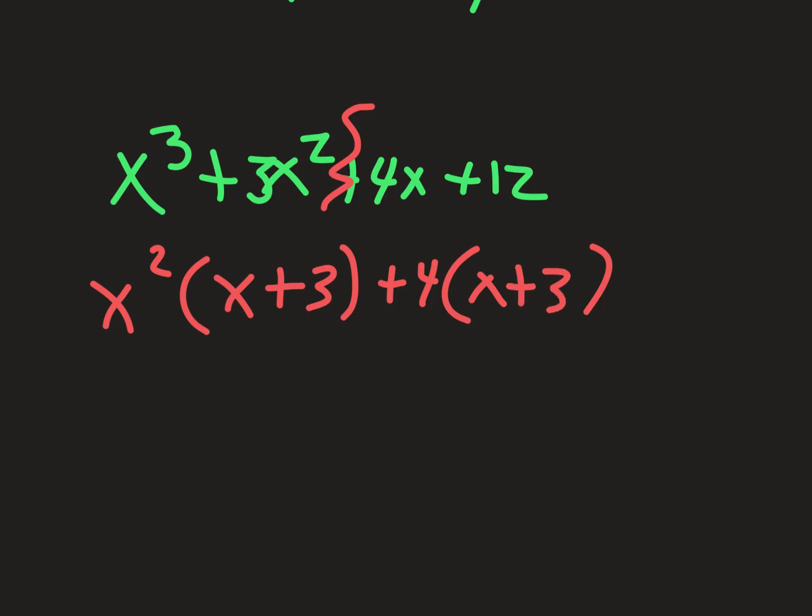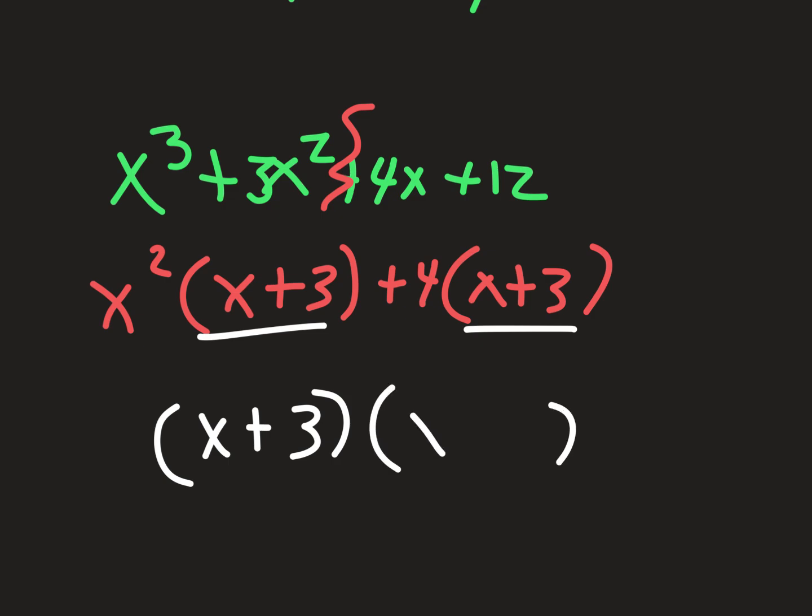All right, most kids can get to here. Mr. Breen, those 2, they're the GCF. So what do I do? Bring them down and just put them together. And what's the final answer? X plus 3 and then x squared plus 4.